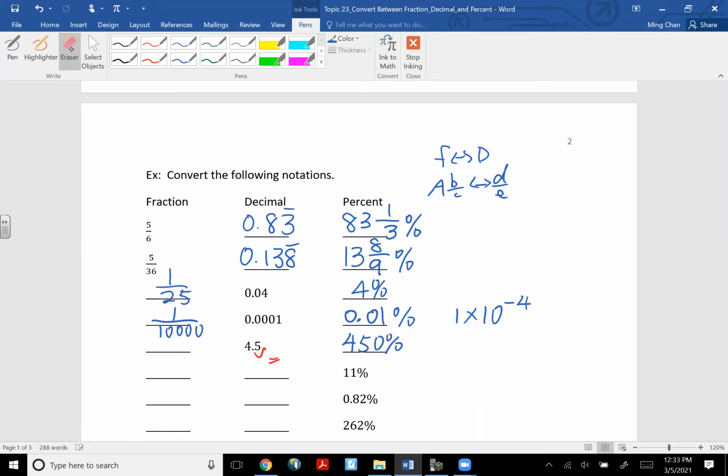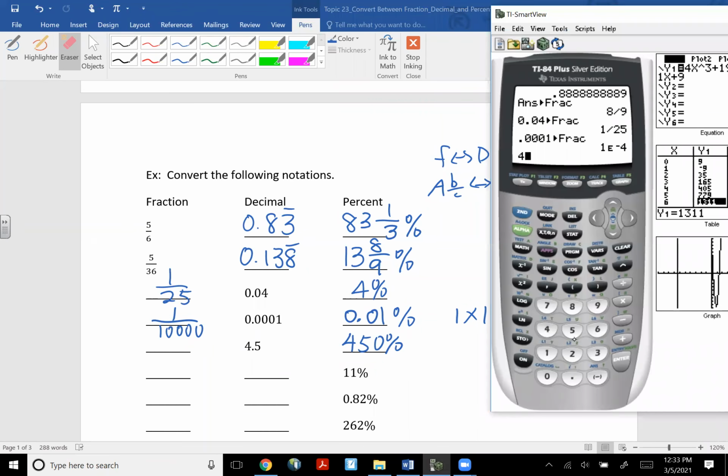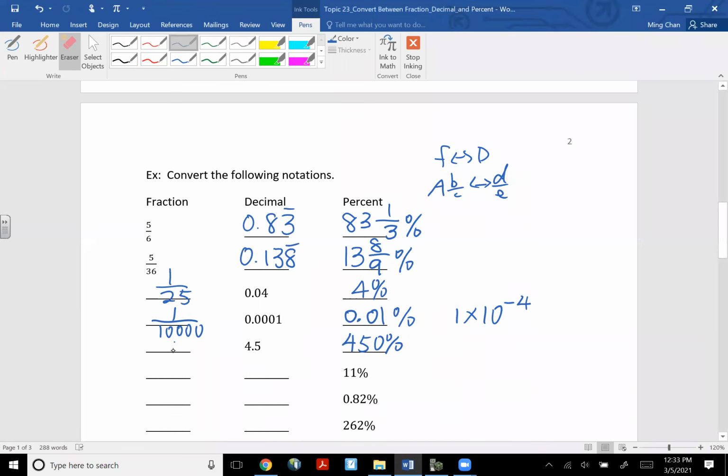Now to go backwards, if I want my answer to be a fraction, I will simply type in 4.5 and convert to fraction, which is 9 over 2. Okay. So remember, anything higher than 1 in decimal notation, when you convert it to percent, has got to be over 100%.